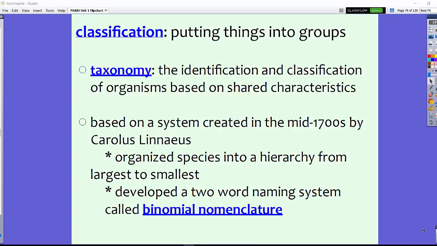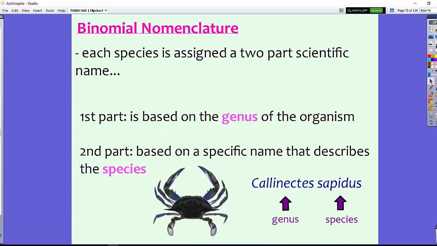He also developed a two-word naming system that we still use today. This two-word naming system is called binomial nomenclature. We'll be taking a look at how we write certain genus names and species names by using binomial nomenclature. So let's take a look at how we use binomial nomenclature.